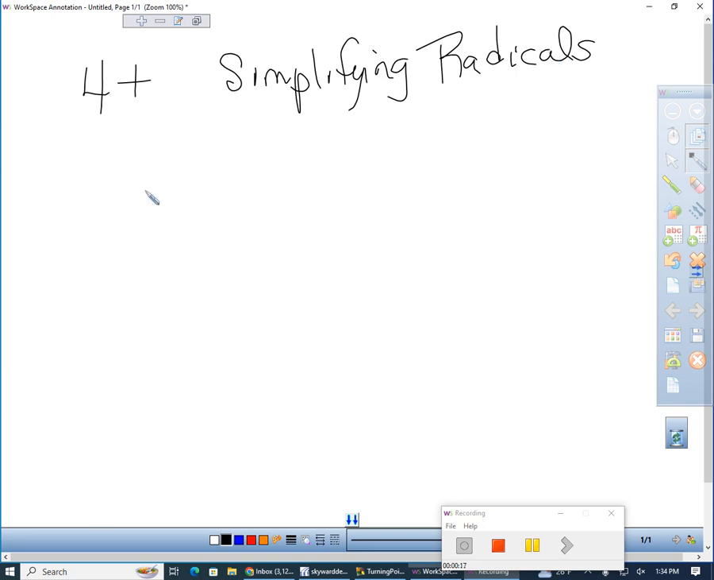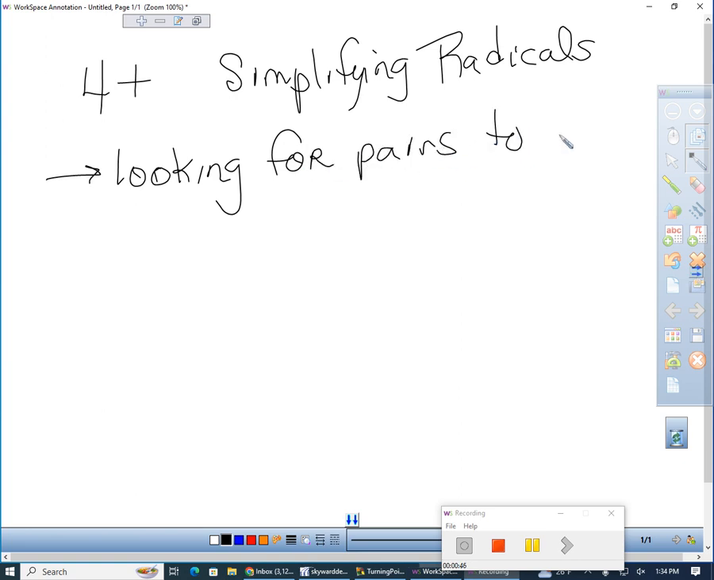All right? I want to remind you that when you simplify radicals, you want to find pairs that come out as a single number. Okay? So we're looking for pairs to come out as a single number. So a lot of times, I said before, you need a friend to go out to the party and you're going out as one group, right? Same idea here.